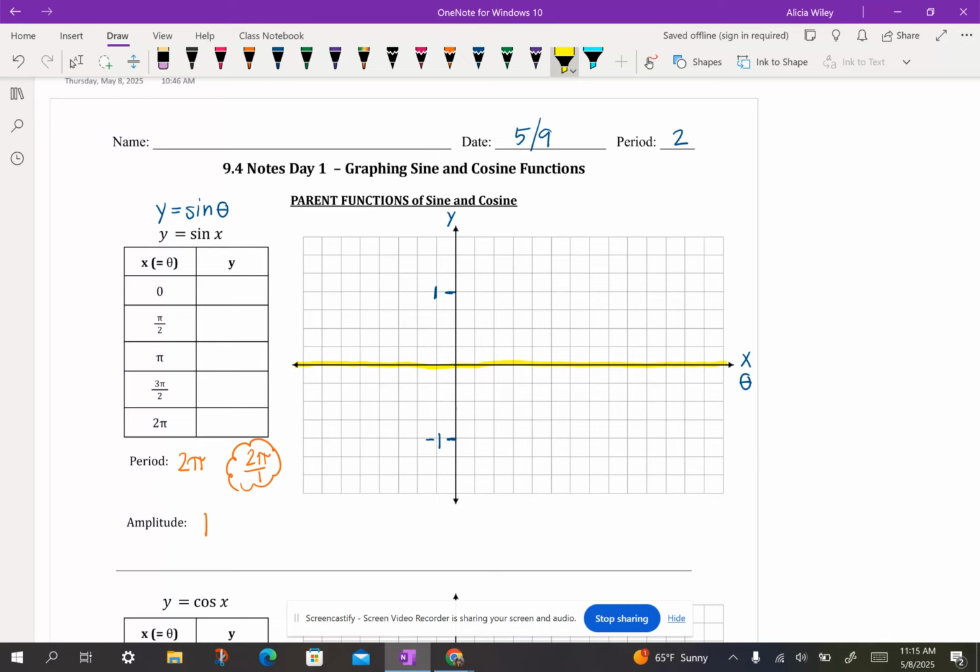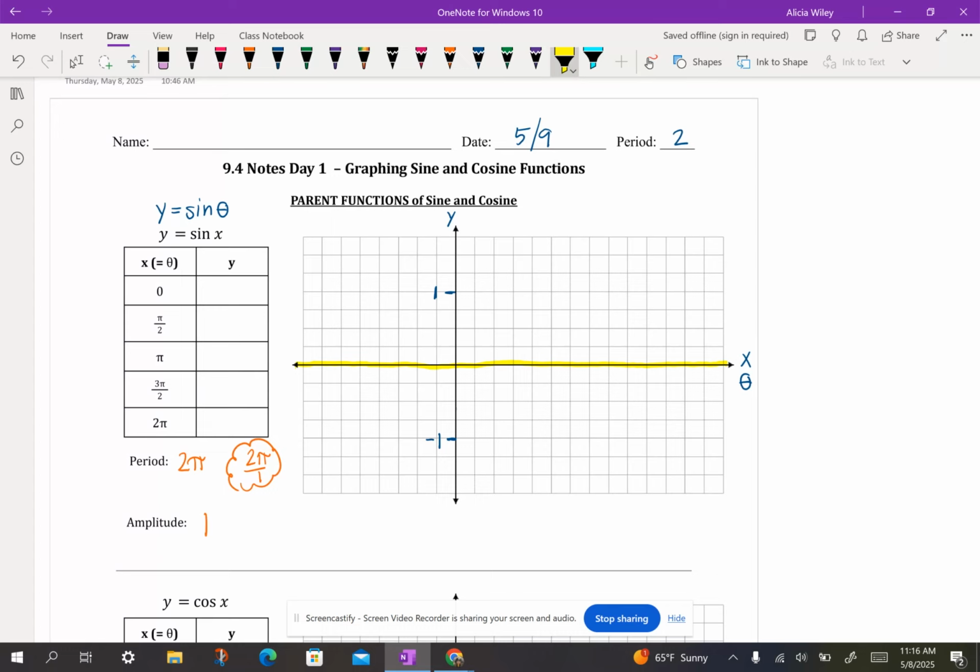Some people like to put the midline on their graph. If you do that, there are 2 ways to show your midline: with a dashed line, so it doesn't look like an axis, or a highlighter also works, like I did here on the picture. Okay.